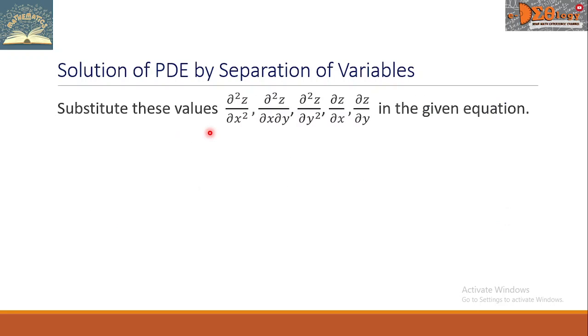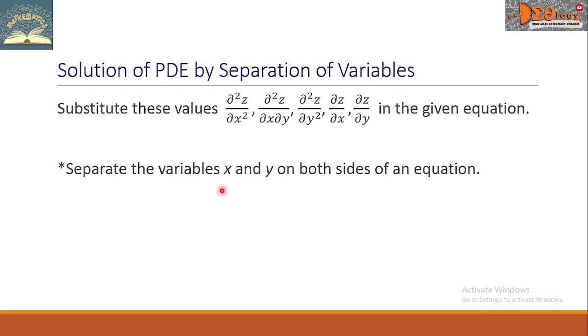Substitute these values: the second partial derivative of z with respect to x, the second partial derivative of z with respect to y, then with respect to x, the second partial derivative of z with respect to y, the partial derivative of z with respect to x, and the partial derivative of z with respect to y in the given equation.